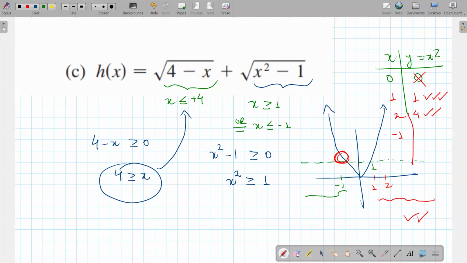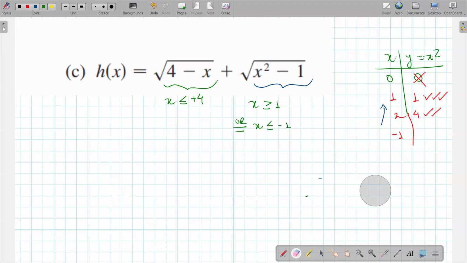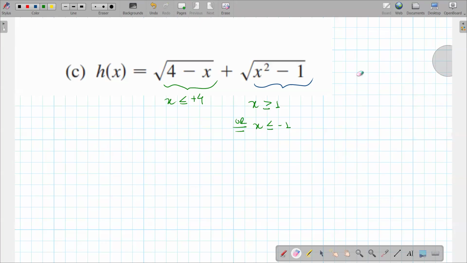So now we've listed out all the conditions, the individual domains for every function in here. Now you have to do one last step, which I don't think is terribly difficult. You just have to find the intersection. So now you have multiple domains. The combined domain for the entire function will be the intersection of these domains.